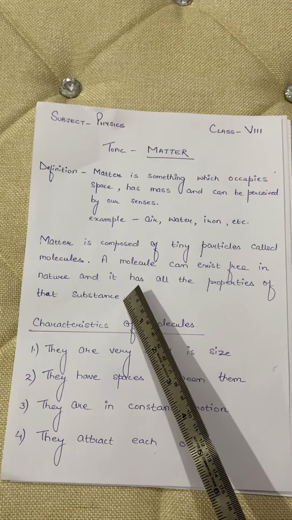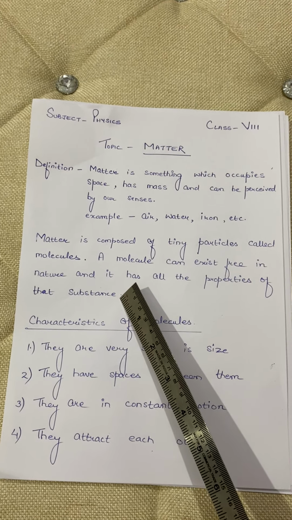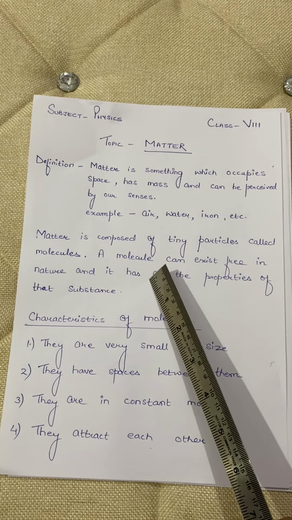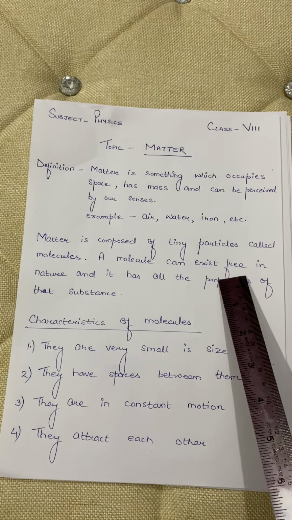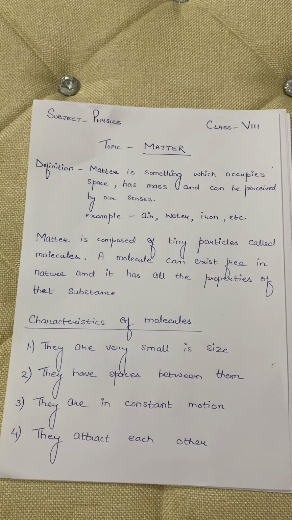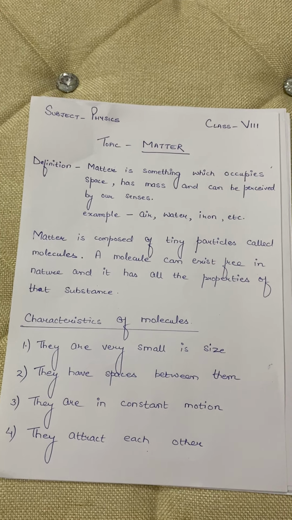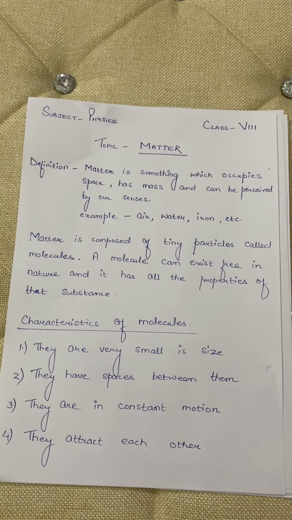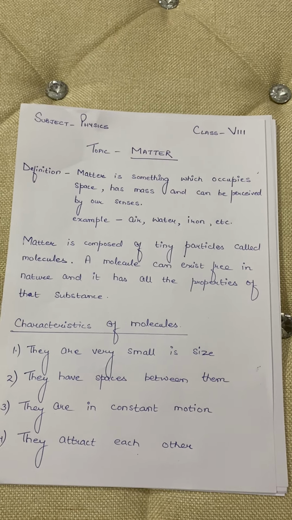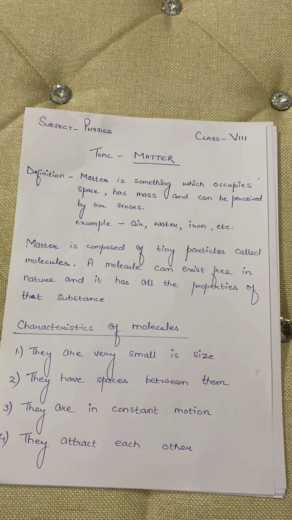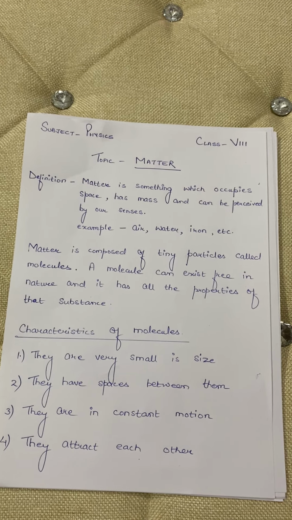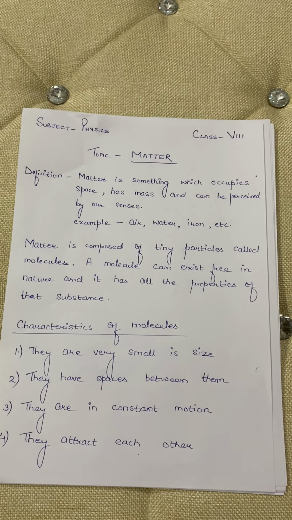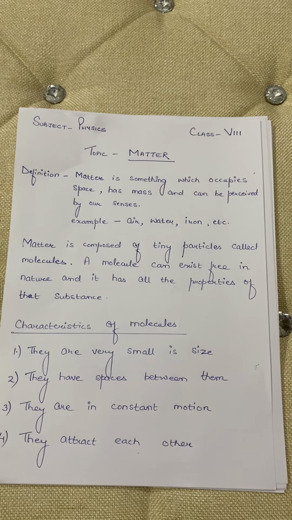But the most important property of a molecule is its property of existing freely. And this is also the most important difference which a molecule exhibits as compared to an atom, because an atom may or may not have an independent existence, but a molecule always exists independently. Now, since we have started the discussion of molecules, let us discuss some more characteristics of molecules.